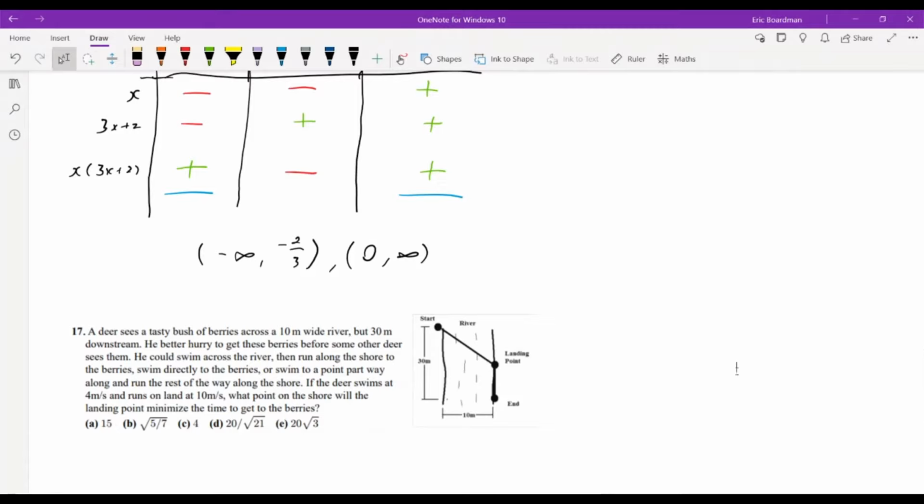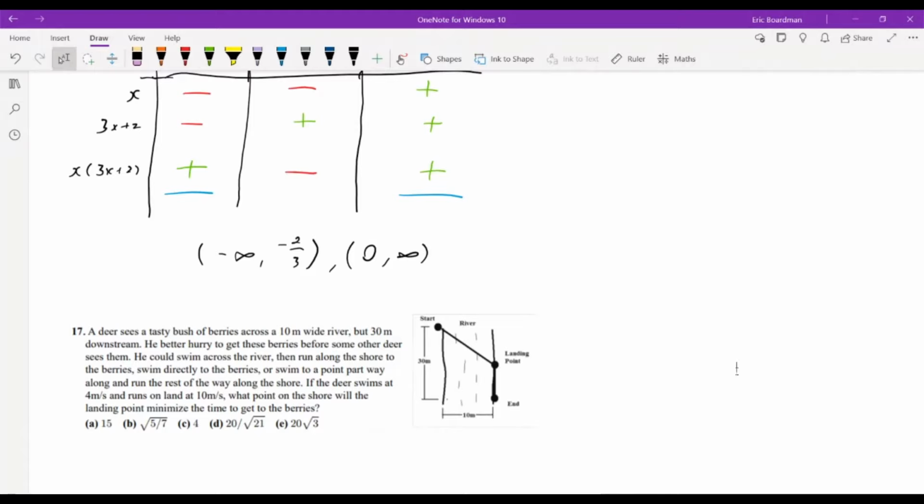Okay, so a deer sees a tasty bush of berries across a 10-meter wide river, but 30 meters downstream. He better hurry to get these berries before some other deer sees them. He could swim across the river, then run along the shore to the berries, swim directly to the berries, or swim to a point partway along and run the rest of the way along the shore. If the deer swims at 4 meters per second and runs on land at 10 meters per second, which landing point on the shore will minimize the time to get to the berries?